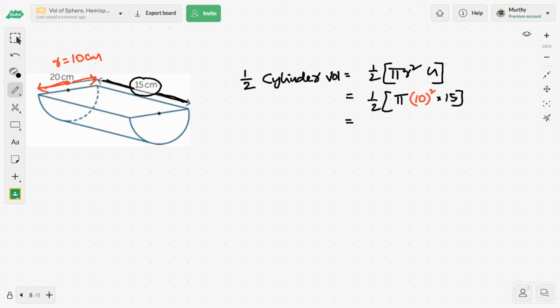So let me grab my calculator. Half of 10 squared, I know that's going to be 100. 100 times 15 is 1500. So half of 1500 is 750 pi. If the question is to find the volume, it is in cubic centimeters.